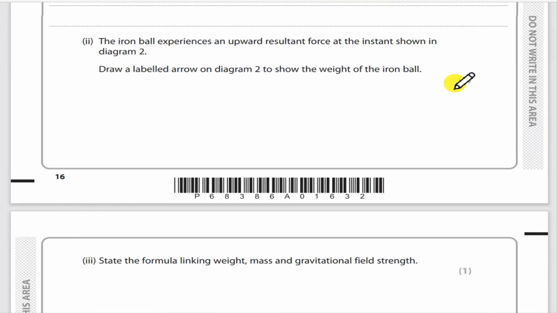The iron ball experiences an upward resultant force at the instant shown in diagram 2. Draw a labelled arrow on diagram 2 to show the weight of the iron ball.